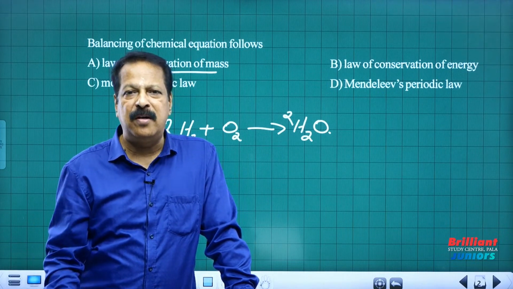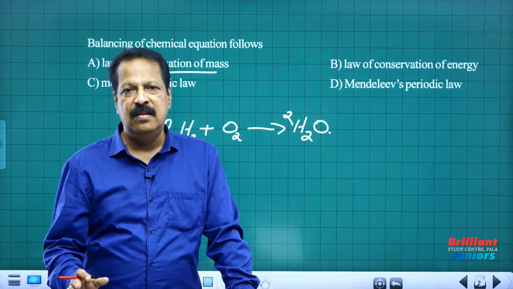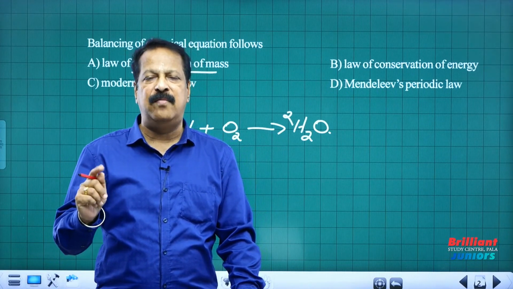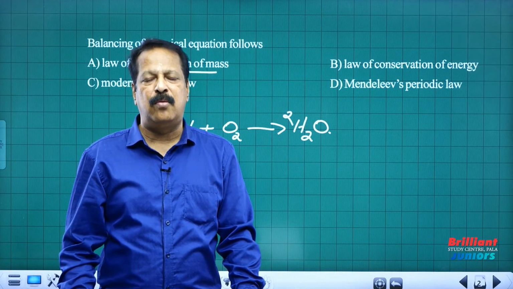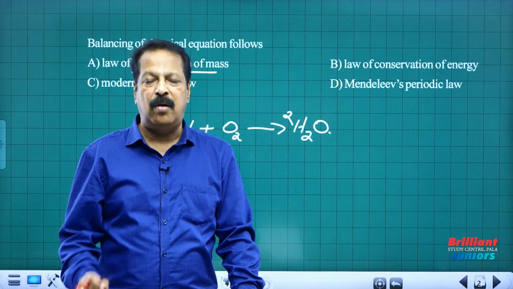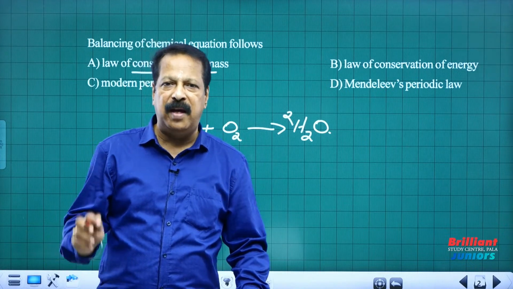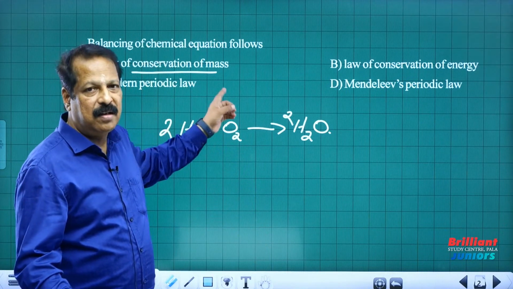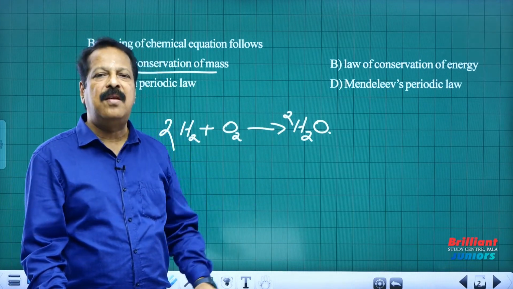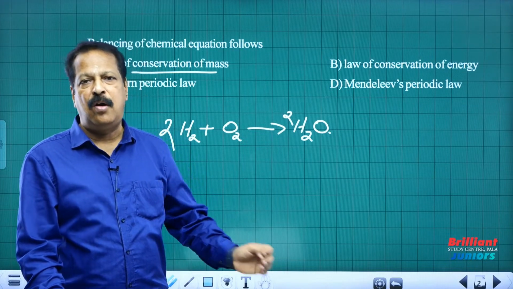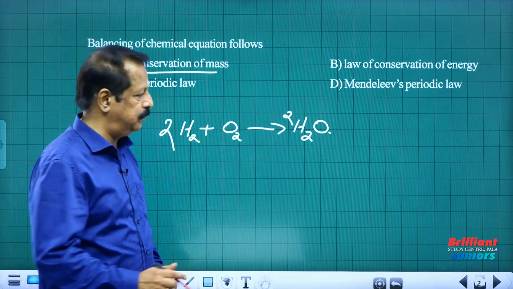And based on this modern periodic law given by Henry Moseley, a group of scientists, Bohr, Berry, Rang and Werner, have arranged elements in horizontal rows and vertical columns, and that arrangement is called the long form periodic table or modern periodic table. So the modern periodic table is based on the modern periodic law. So here for this question the answer is the law of conservation of mass. Balancing a chemical equation is strictly based on the law of conservation of mass or matter given by Antoine Lavoisier.